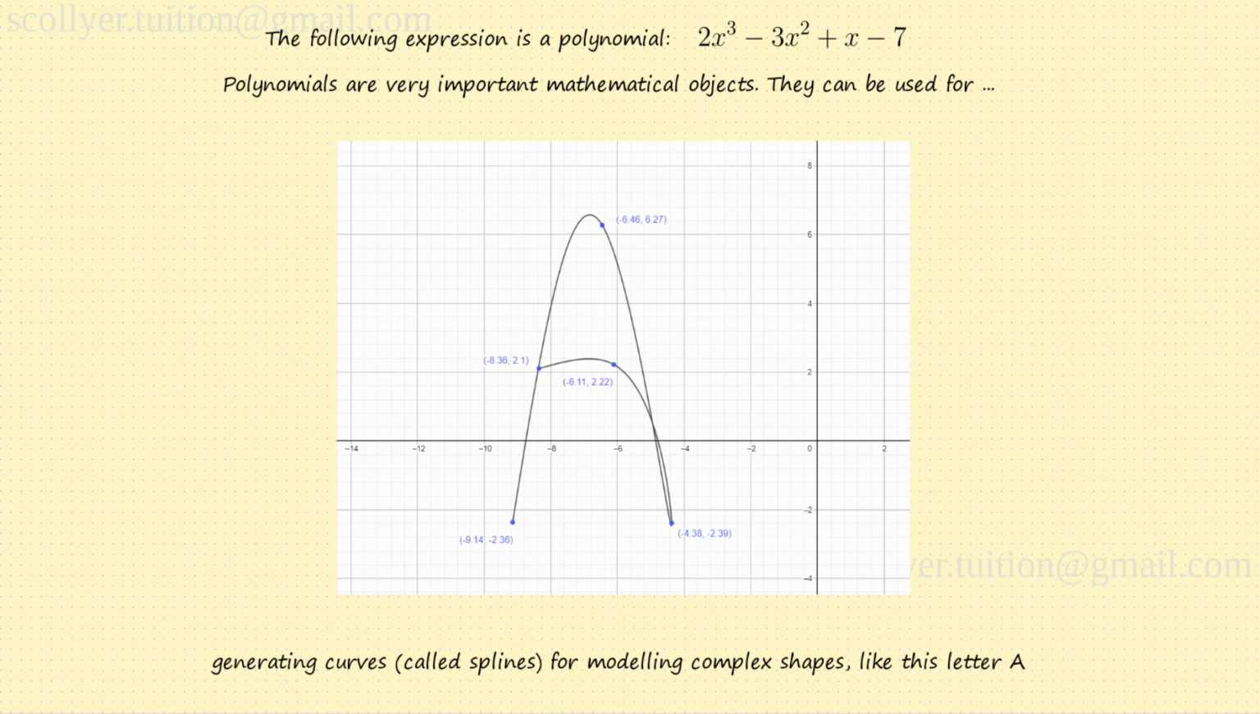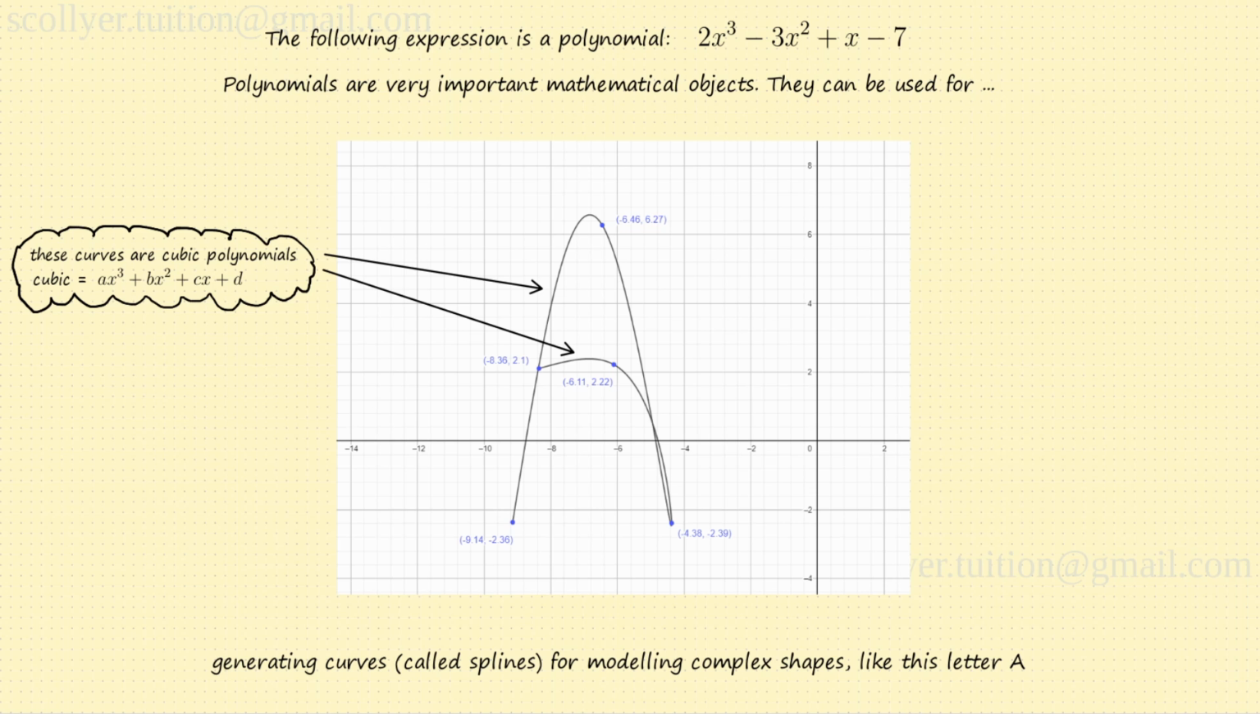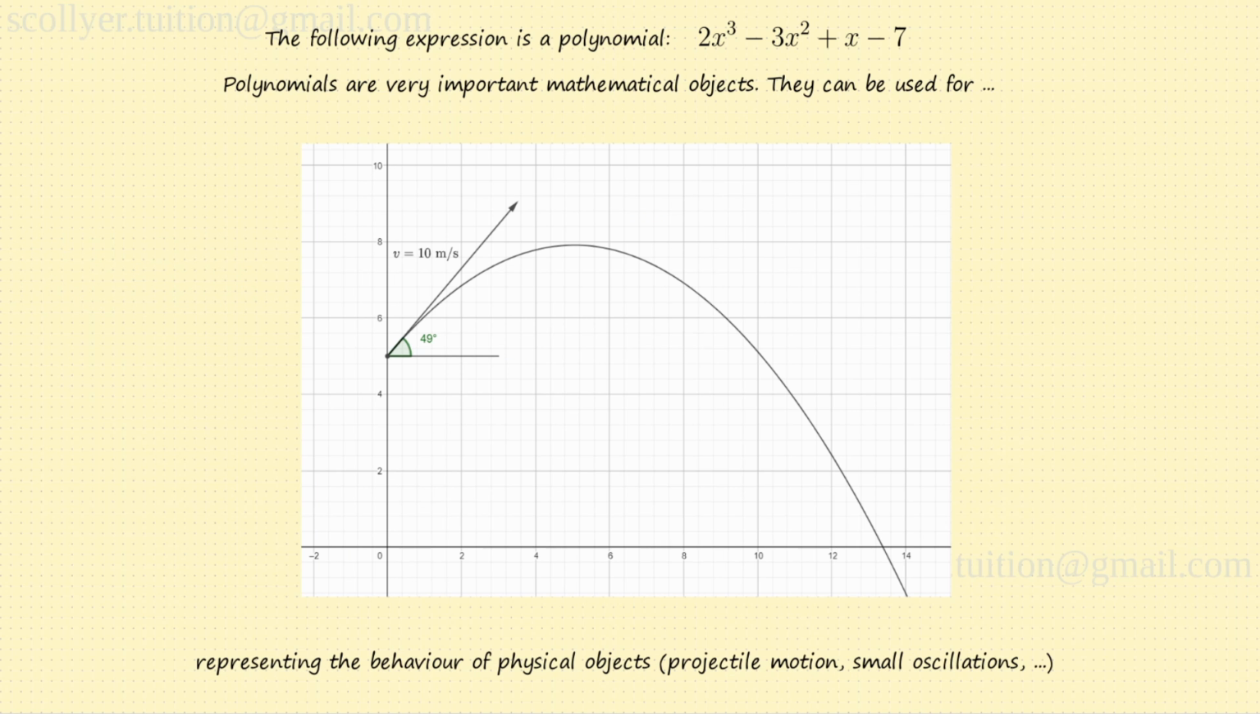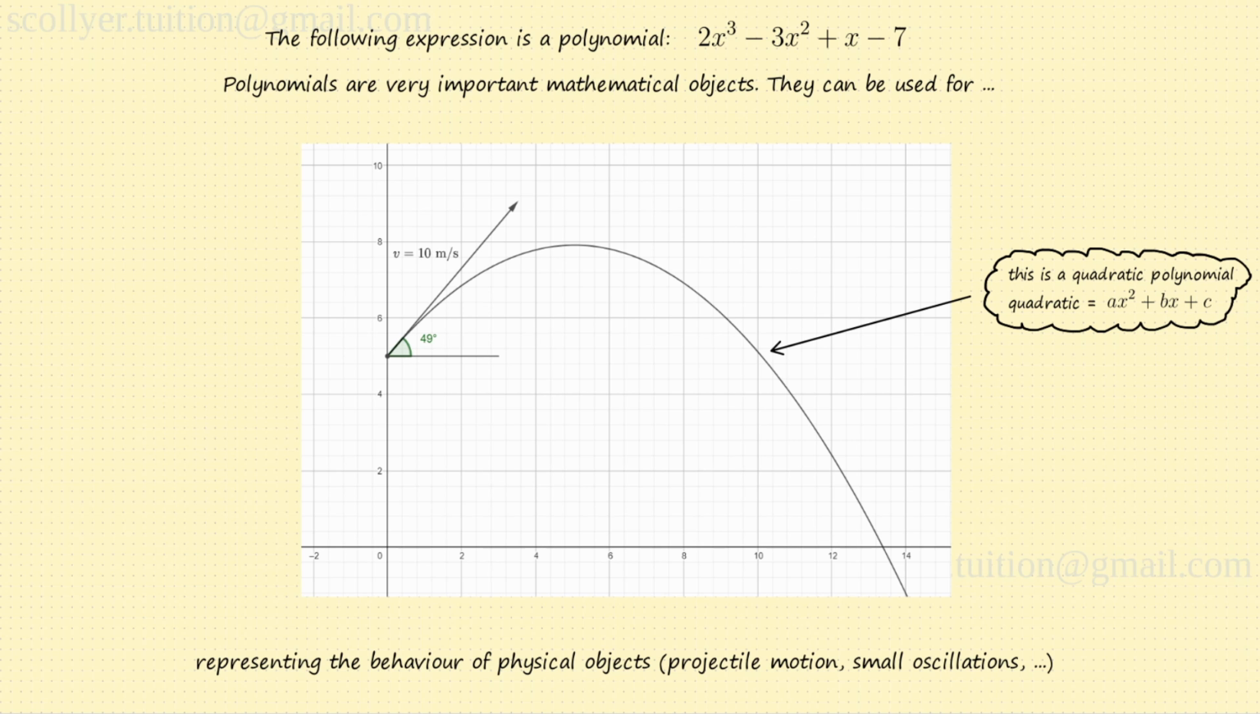Polynomials can be used to generate curves that fit complex shapes like this letter A. These curves are called splines. The splines are based on cubic polynomials, where the highest power of x is 3. Polynomials can be used to represent the behavior of physical systems. Here we see a quadratic polynomial representing the motion of a projectile.